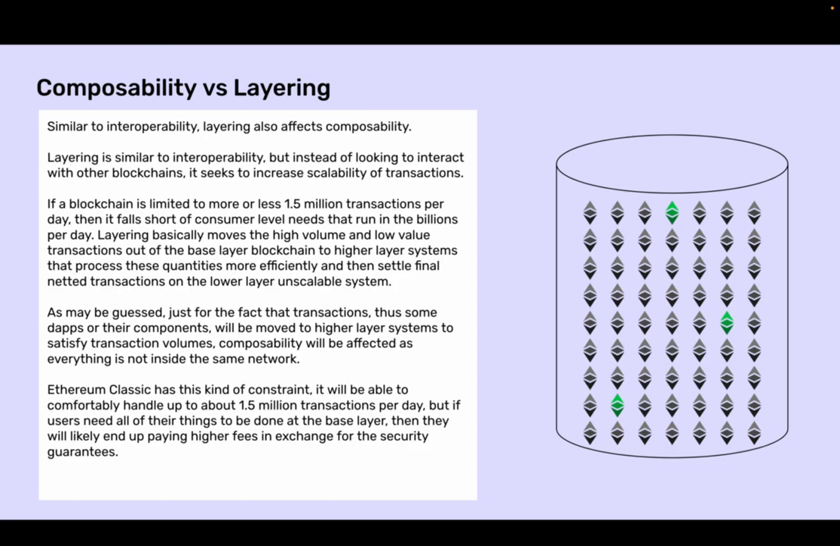As may be guessed, just for the fact that transactions, thus some dApps or their components, will be moved to higher layer systems to satisfy transaction volumes, composability will be affected as everything is not inside the same network. Ethereum Classic has this kind of constraint. It will be able to comfortably handle up to about 1.5 million transactions per day, but if users need all of their things to be done at the base layer, then they will likely end up paying higher fees in exchange for the security guarantees.